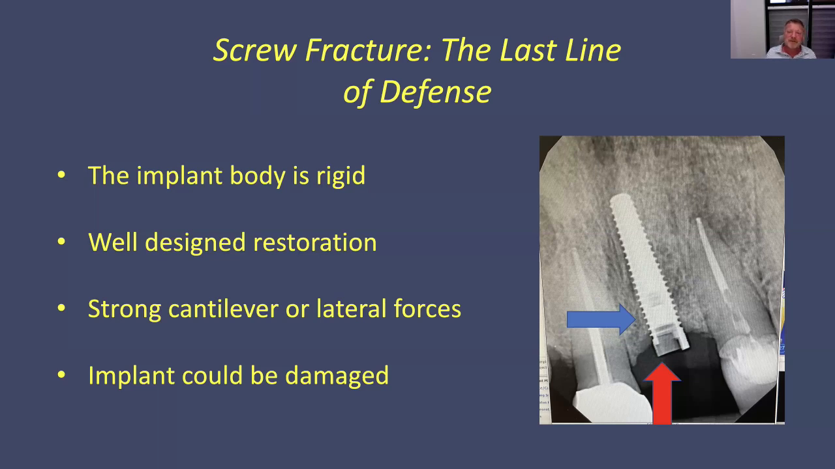But again, why do we have screw fragments, screw fractures? The implant body is rigid. It just goes back to that. There's nowhere for that force to go. It's going into the screw. If the screw can't overcome the force, it's going to fracture or bend. Bad things are going to happen. It can happen with a well-designed restoration, because there are forces in bad directions that even if you try to do your very best, you can have a screw fracture. And it generally is due to strong cantilever or lateral forces.